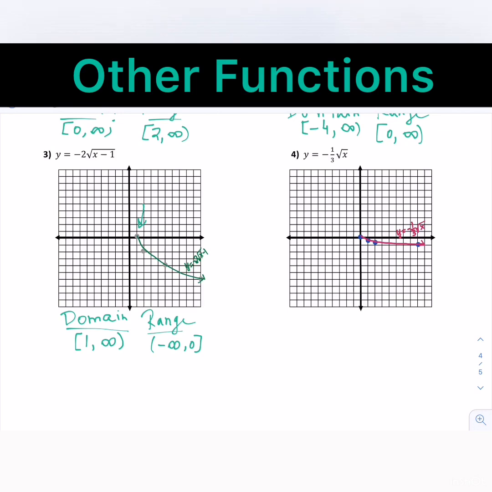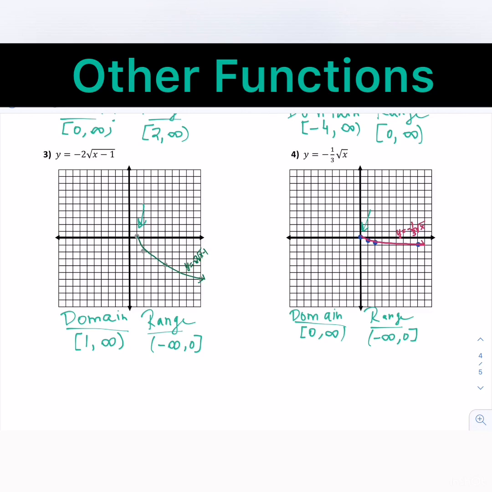And then the last one over here, since that last point is right at the origin, our domain will be from 0 all the way to infinity, and our range will be from -infinity all the way up to 0. Now keep in mind, 0 is the highest point that this will ever get. And it's going to decrease in that way.